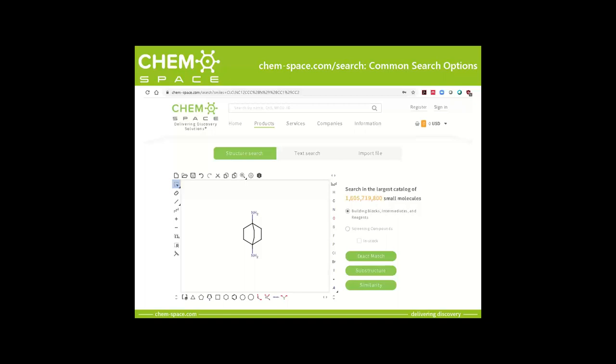Probably the easiest way to access ChemSpace is to go to the web, chemspace.com, and if you want to search the compounds, you have different options. For example, this classical search where you do exact match, substructure search, and similarity search. And by the way, we've just updated this window to make it more usable for you, so you can search either in building blocks and intermediates or in screening compounds, and if you prefer to see the in-stock items, you just can tick the checkbox here and see only the in-stock items from ChemSpace. And you can see that when you're doing this, you are actually accessing over 1.6 billion small molecules.